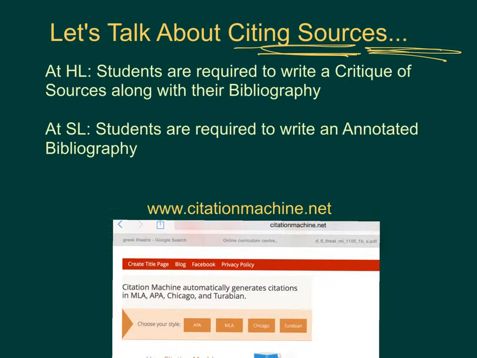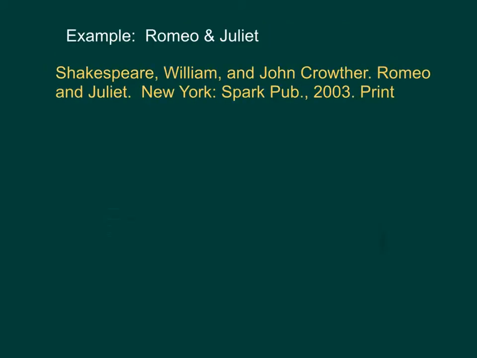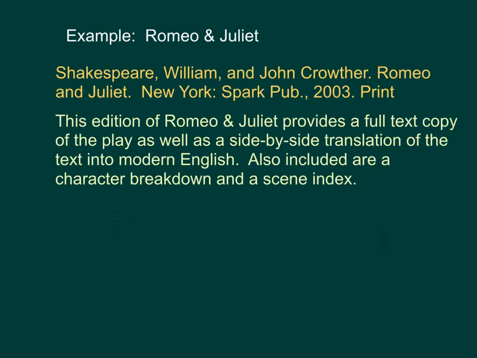For example, if you're researching Romeo and Juliet, you'll have a citation that will provide the information for that copy of Romeo and Juliet. So now I've brought you to an example of just the citation of the No Fear Shakespeare edition of Romeo and Juliet. In green, you will see the text, "This edition of Romeo and Juliet provides a full copy of the play as well as a side-by-side translation of the text into modern English. Also included are a character breakdown and a scene index." That's an annotated bibliography. Very simple. You even could do it as you research. You create a very brief description of what the text provides.